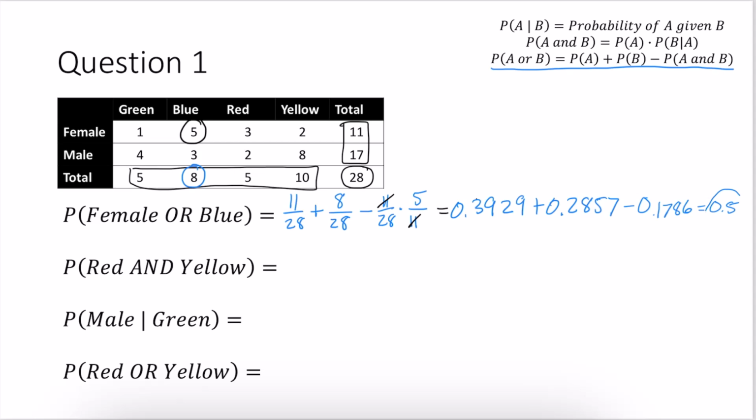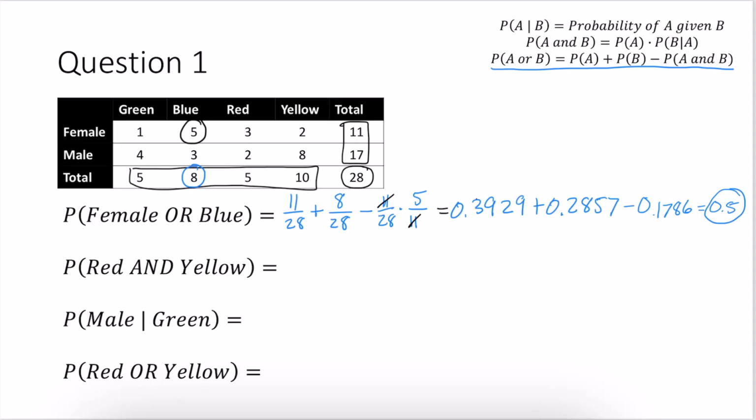And that would be my answer for the probability of choosing a student who is female or their favorite color is blue. You also could have got that same decimal if you had added and subtracted the fractions together, which in this case isn't too hard because it already has common denominators. So you could go like 11 plus 8 minus 5 gives you 14. And 14 out of 28 does equal 0.5 because it's half of 28. So that would be another way that you could get that probability. So that's how you do the first one.